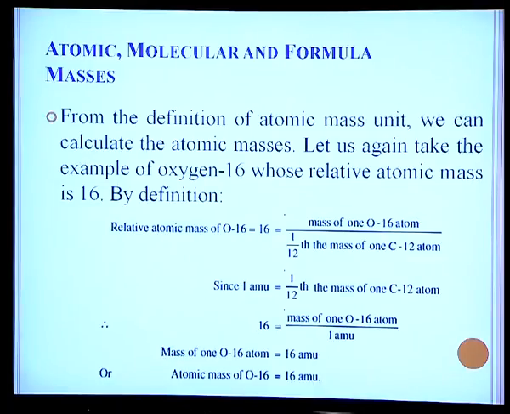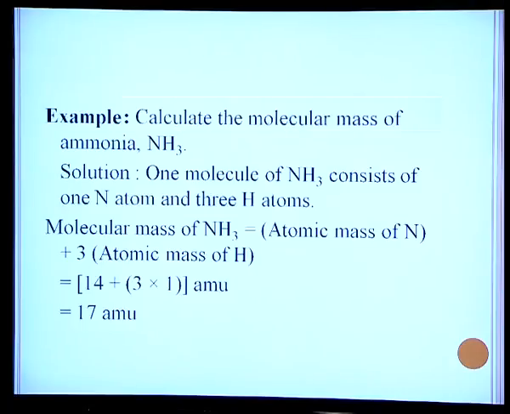Example: you can calculate the molecular mass of ammonia. You should be clear here about the atomic mass of nitrogen and the atomic mass of hydrogen. One molecule of ammonia consists of one atom of nitrogen and 3 atoms of hydrogen. So the molecular mass you can calculate: the atomic mass of nitrogen is 14, and there are 3 hydrogens, that is 3 into 1, 3. 14 plus 3 is equal to 17 AMU.